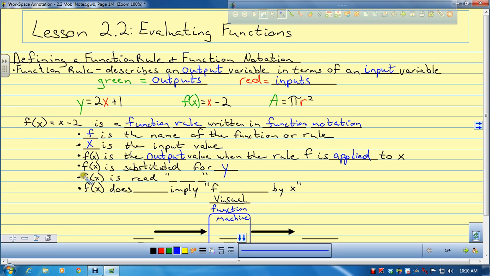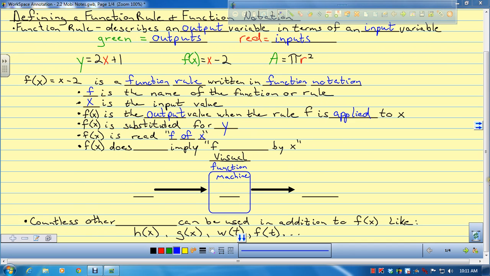You may have heard me read this already. This f and then parentheses x is read f of x. Now, probably the most important thing to realize right now at this time is that f of x does not imply f being multiplied by x. It does not imply that. This is not, absolutely N-O-T, not f times x. It is simply notation, another way to write y and we're writing that in function notation.